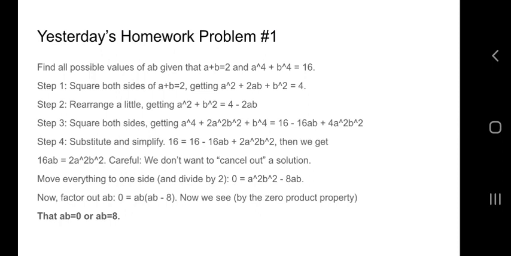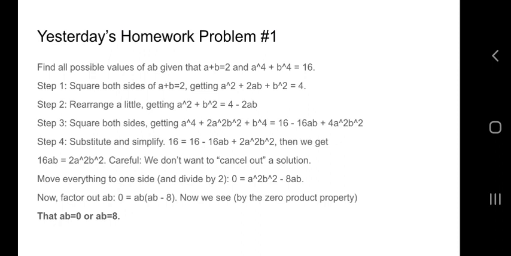Also, squaring a squared plus b squared gets us a to the fourth plus 2a squared b squared plus b to the fourth. And ab is what we wanted all along. And we have a to the fourth plus b to the fourth, which we know is 16. So that's why squaring the rearranged equation, a squared plus b squared equals 4 minus 2ab, is much better than just squaring a plus b equals 2 twice without doing anything.